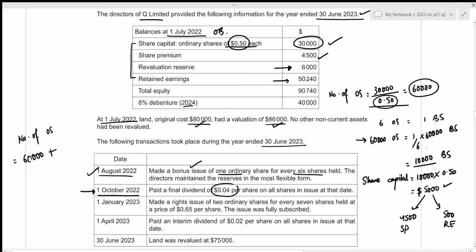Then we also issued 10,000 bonus shares. So we need to add this as well. So the total number of ordinary shares we have will be 70,000. So the dividend will have to be paid on 70,000 shares.